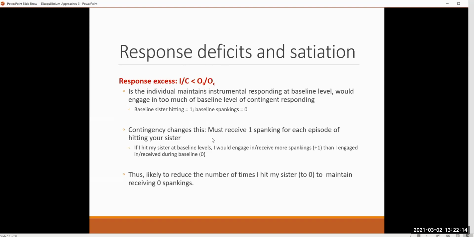Well, now every time I hit my sister, I get tremendous more spankings than I ever wanted because my baseline was 0. And I'm likely to reduce the number of times I hit my sister to 0 to maintain 0 spankings. Yeah, depending on what my sister does, maybe every now and again I'm willing to take a spanking to get her a good whack when she really irritates me. But in general, I'm going to greatly reduce the number of times I hit my sister to avoid any increase in spanking.